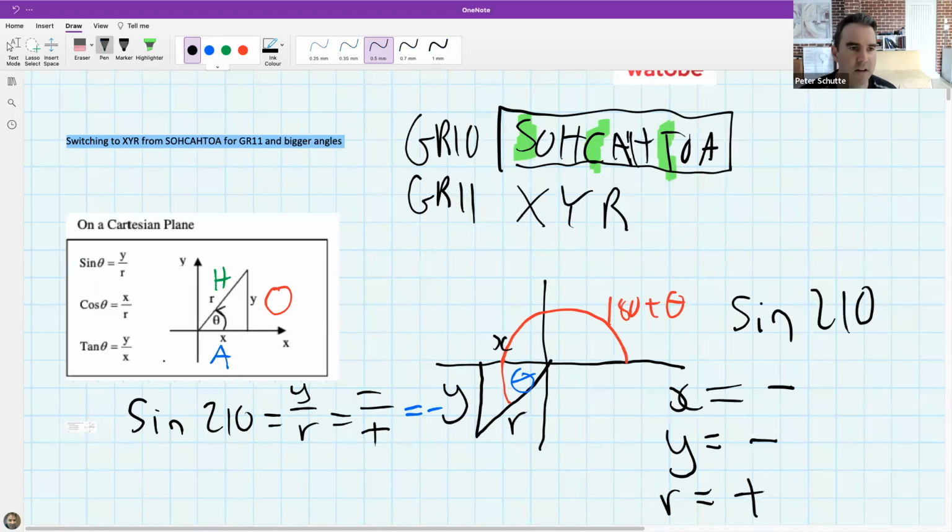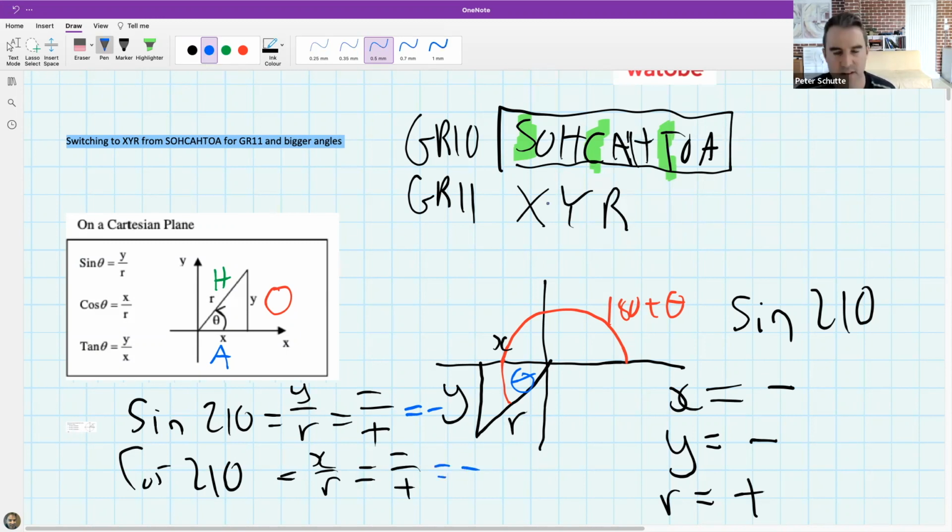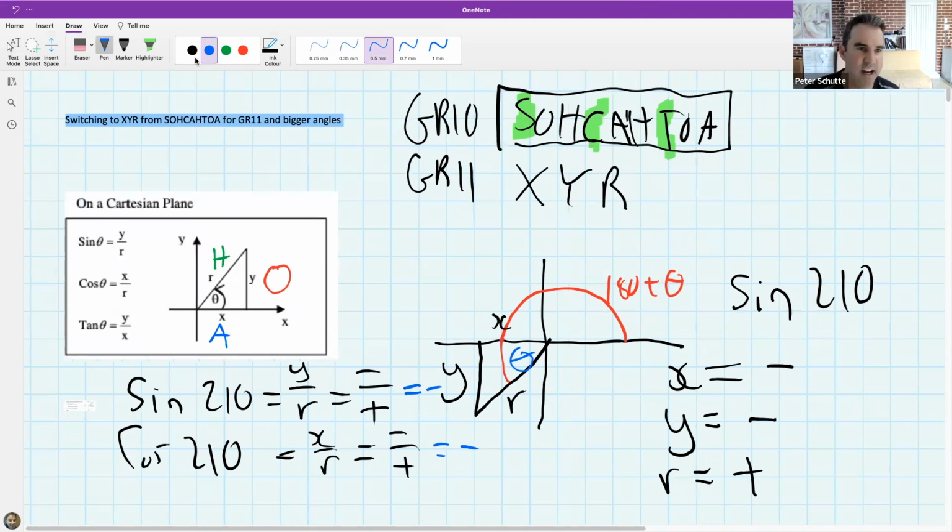Let me do it again for cos. What do you think is going to happen for the cos of 210? Well, the cos of 210 is X over R, and in the third quadrant that would just be negative over positive. So cos is negative in the third quadrant. Now, what about tan of 210? Do you think tan of 210 is going to be positive or negative? Tell me in the chat before I do it. Is tan of 210 going to be positive or negative?